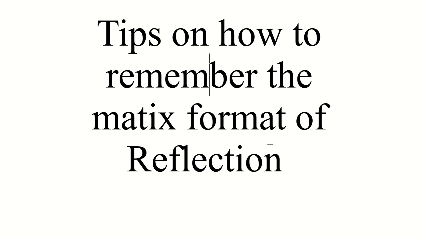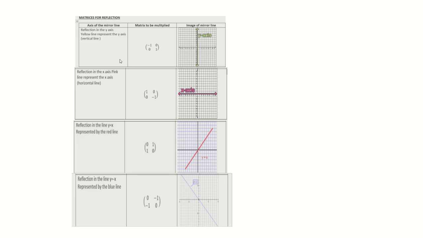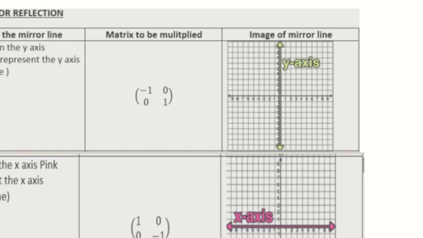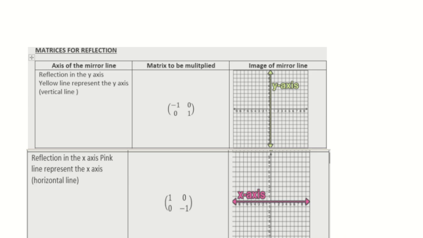Today we're going to learn tips on how to remember the matrix format of reflection. Now, if you are good at memorization, this is a table of matrices of reflection. If you have reflection in the y-axis, it would be negative 1, 0, 0, 1. This is what it would look like for a reflection on your y-axis.